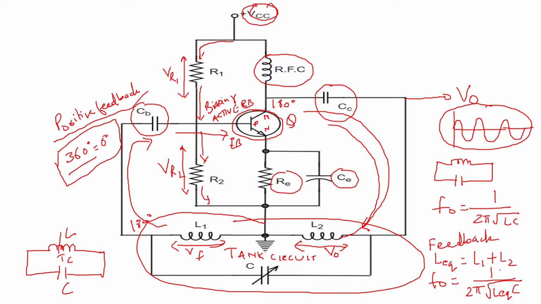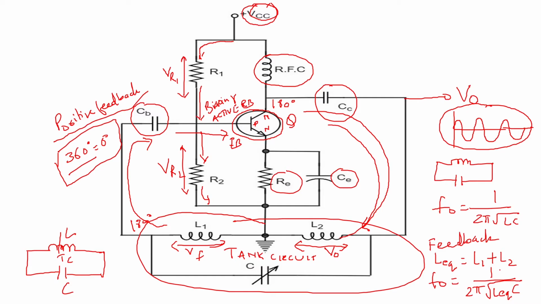The capacitor will go on charging, discharging, charging, discharging in different polarities, and that will give you the alternating waveform at the output. So that is called oscillations.